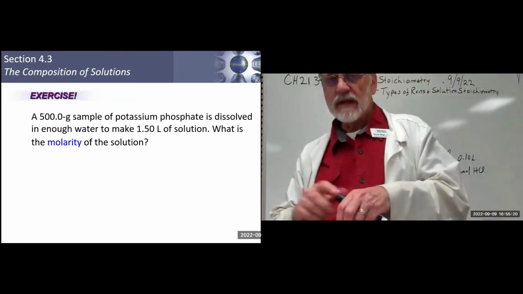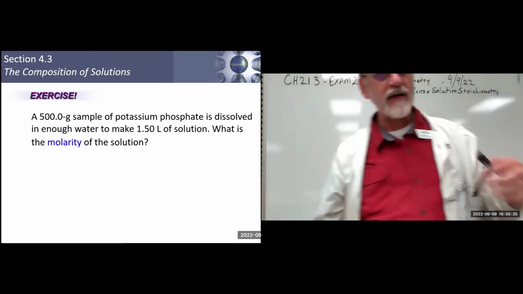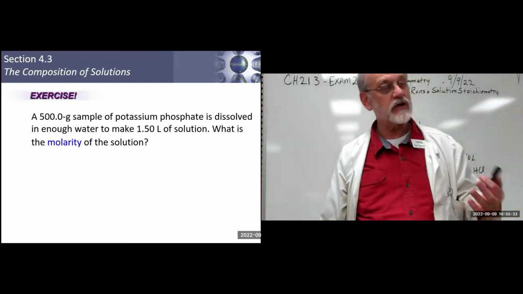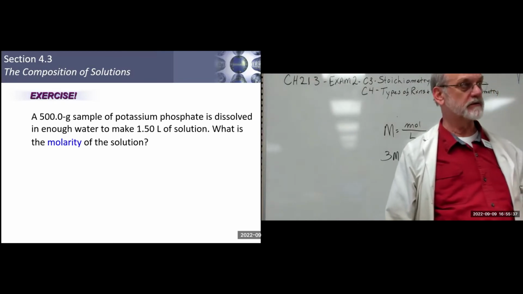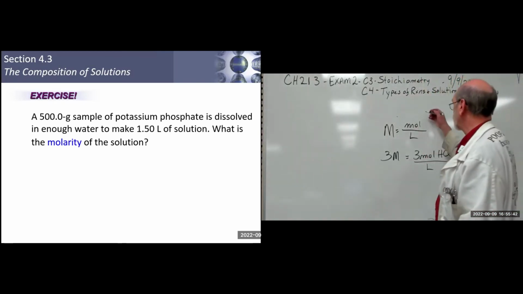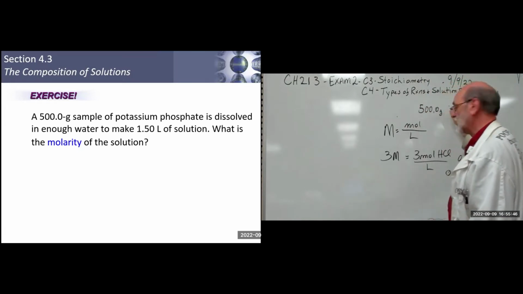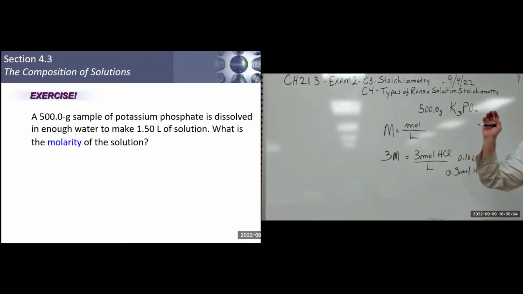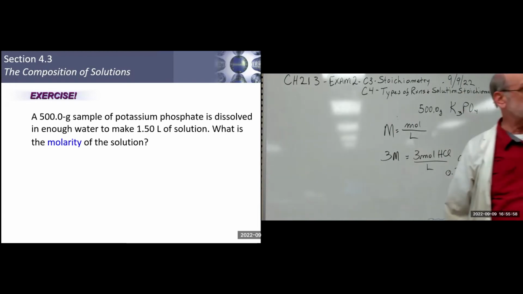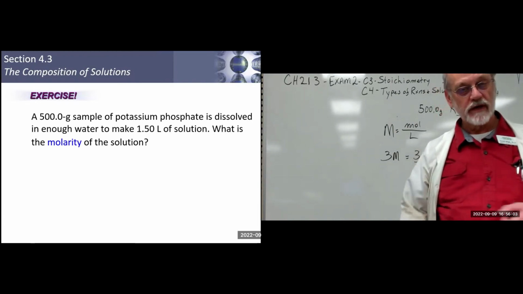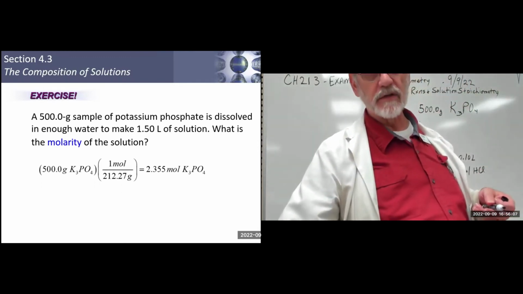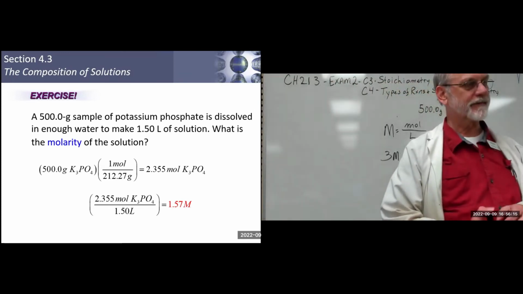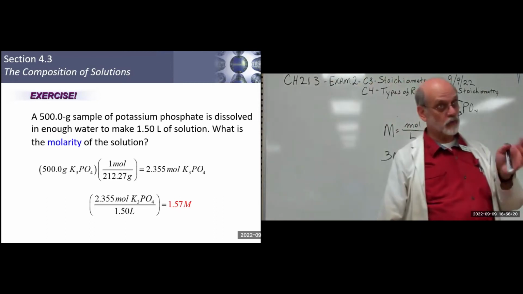This particular slide is making a point of the fact that if you put 500 grams of potassium phosphate in water and make it up to 1.5 liters, what's the molarity? You can't directly calculate it because it's in grams, not moles. Right? So how do you get moles out of that? Well, 500 grams of what? Potassium phosphate. So you have to know how to write the compound. Got to remember that. 500 grams of that, you can convert it to moles using the molar mass of the compound. Now that you have the moles, you can put it in the formula, divide it by 1.5 liters, and produce 1.57 molar concentration.